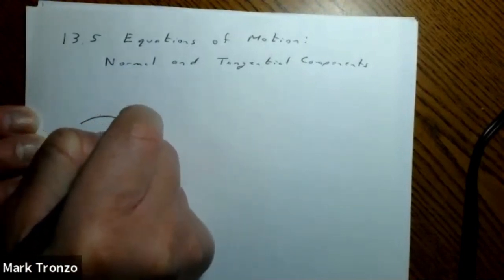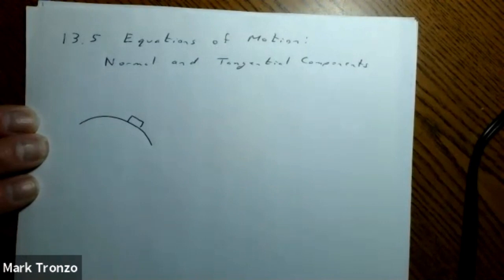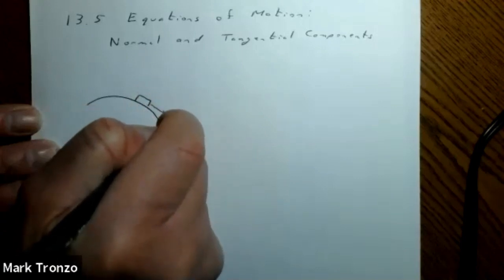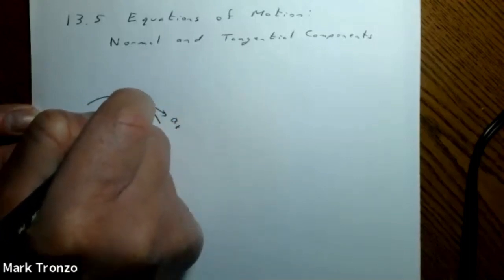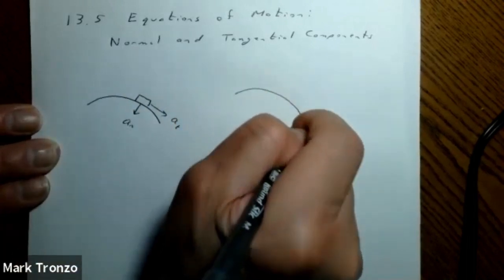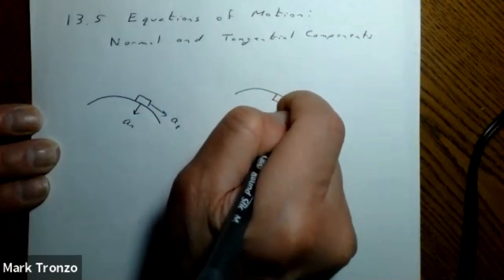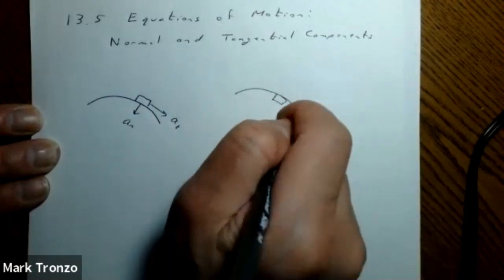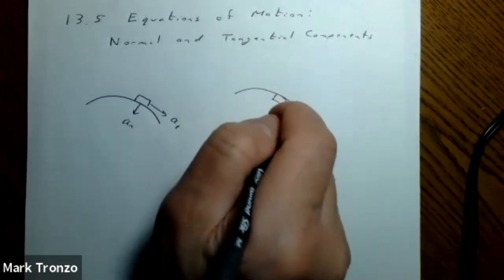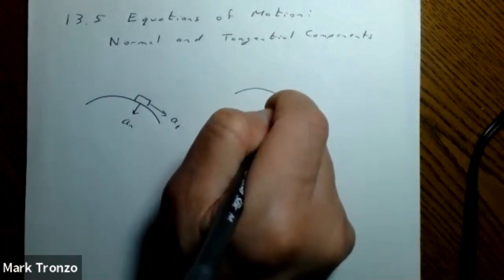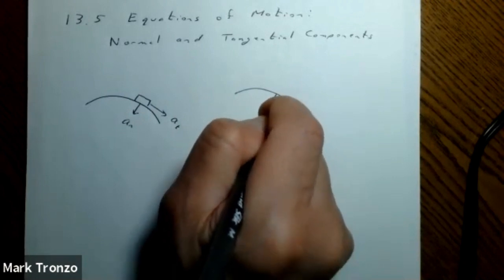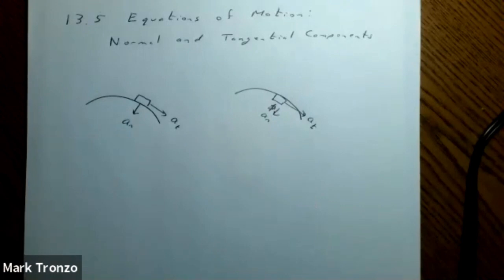And so just like before, you maybe had something going along a curve like this, and you had a tangential component of acceleration and a normal component. Or you could have something on the inside of a curve. Once again, you have a tangential component here, and again maybe the normal component is pushing out this way, or probably it's going to be this way, depending upon the application.